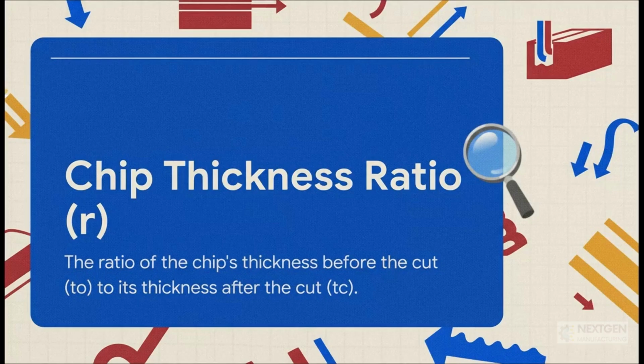We're talking about the chip thickness ratio. All it is, is a comparison of the material's thickness before the cut to the thickness of that chip after it's been cut. And because the chip always gets thicker as it's formed, that ratio is always less than 1. It's a super simple number, but it tells engineers a whole lot about how efficient the cut is and what kind of forces are at play.